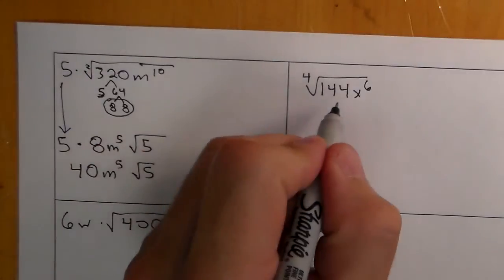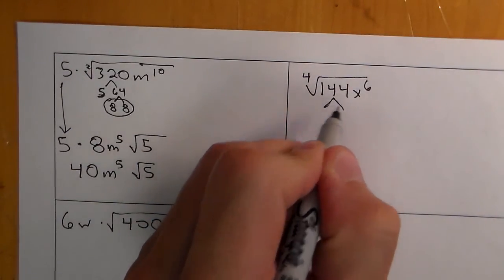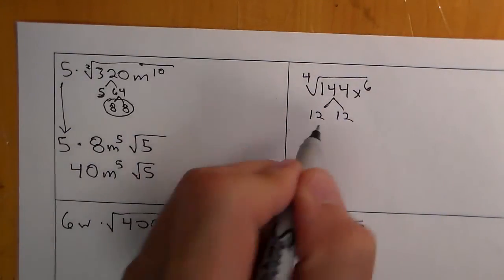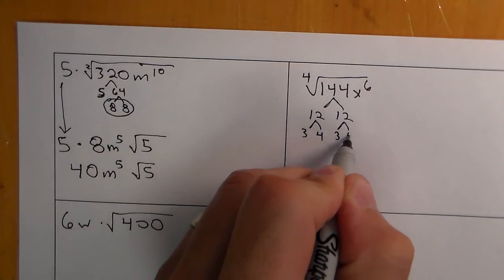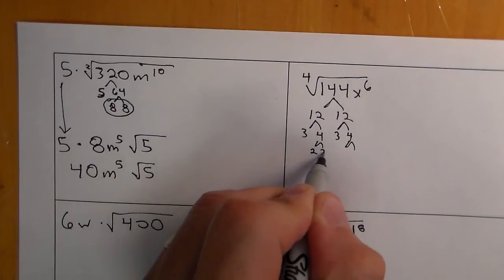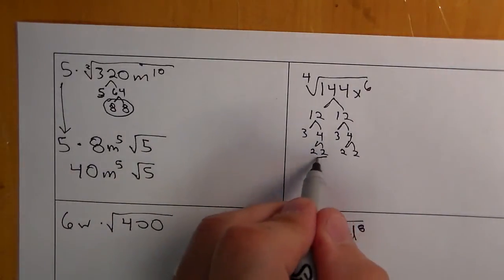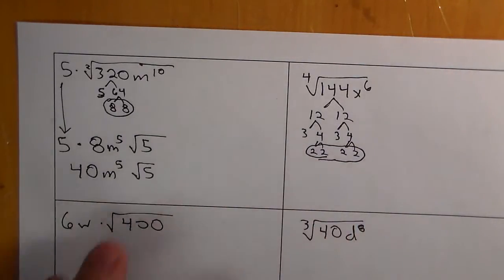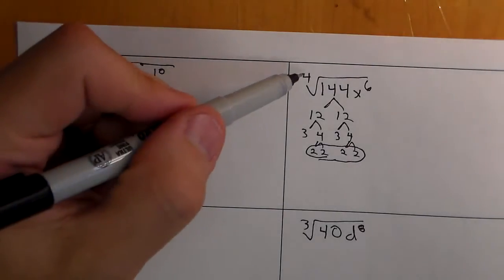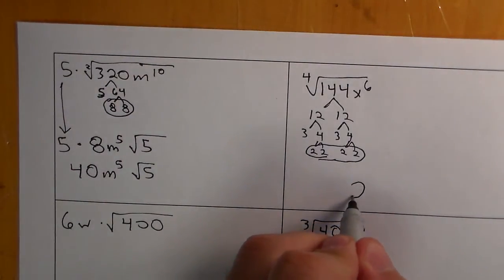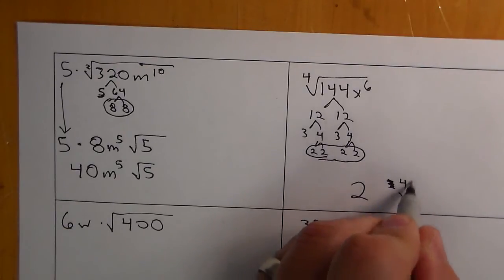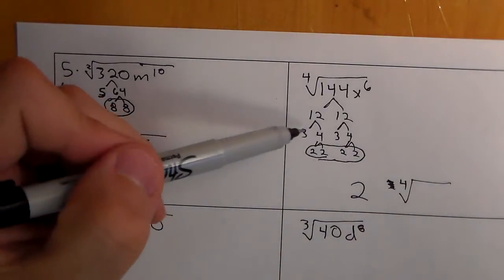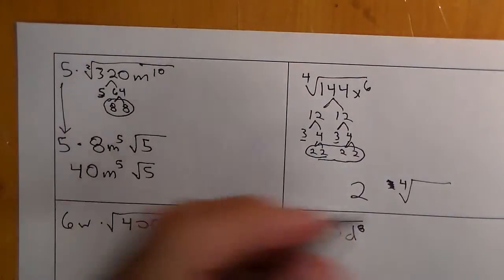Next, for the 4th root of 144x to the 6th. 144 is 12 times 12. When I have 3 and 4, 3 and 4, and get down to the 2's, from that I see that I have a set of 2's. I have 4 2's there because it is 4th root. So that's going to come out. And then the 3's, oops, it's 4th root. The 3's are going to stay inside, but I'm not going to write 3 squared. I'm going to write 9 instead.